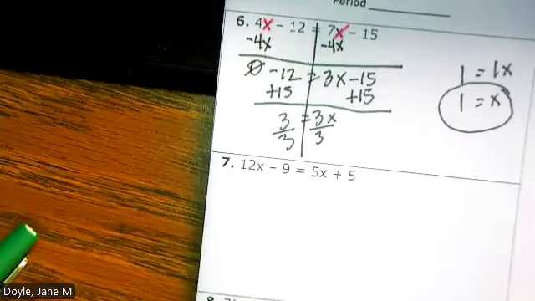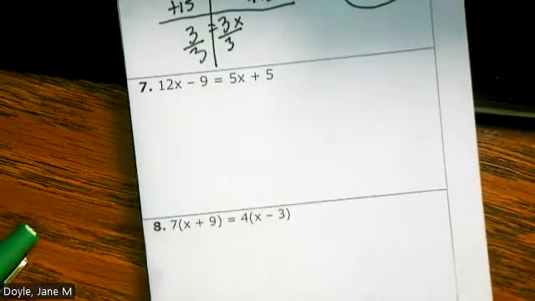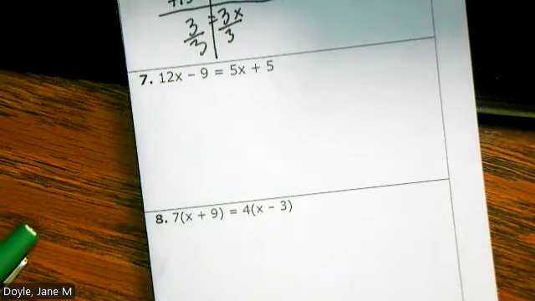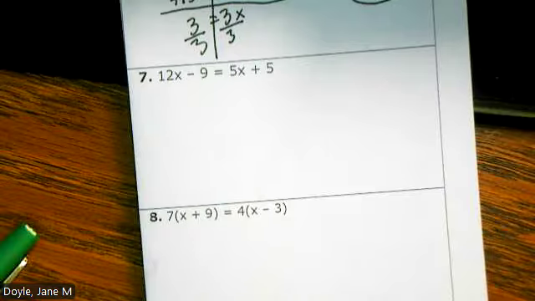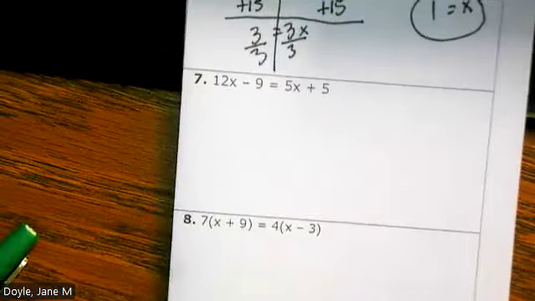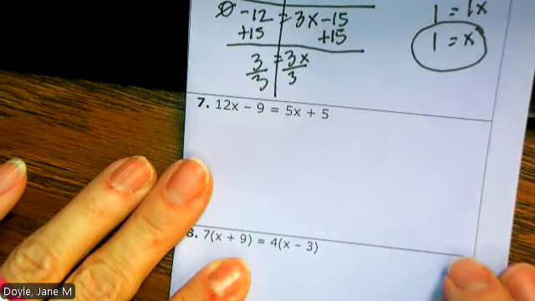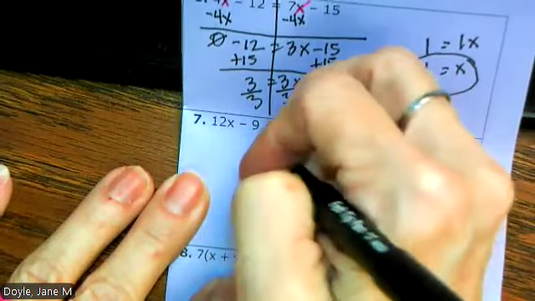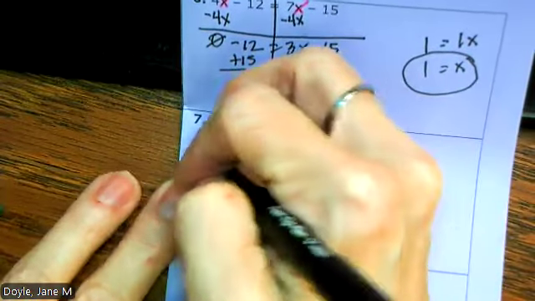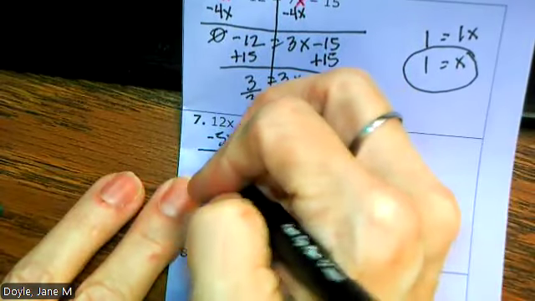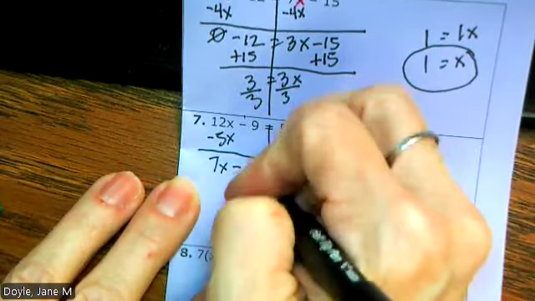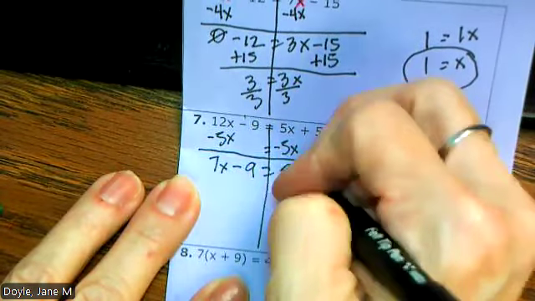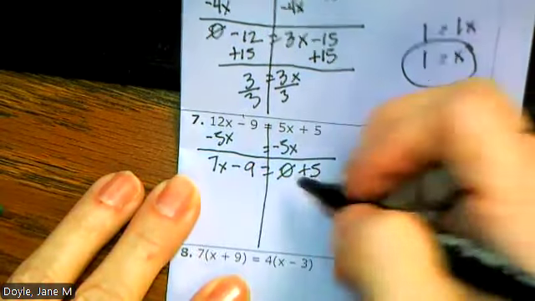All right, so number 7, same thing. We don't have parentheses, we don't have like terms. We do, however, have variables on both sides, and so we need to move one. Which one should we move? Which one's smaller, 12 or 5? 5 is smaller, so we're going to subtract the 5x. We have to keep it equal, so we're going to subtract 5x. So 12x minus 5x is 7x. Bring down the minus 9 is equal to 5 minus 5, zeros out, plus 5. We can ignore that 0.